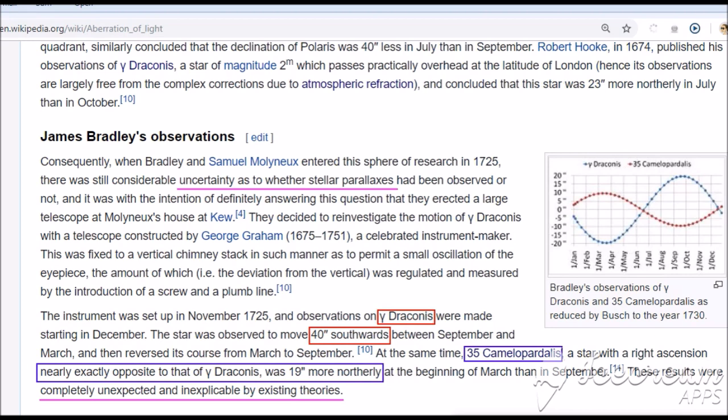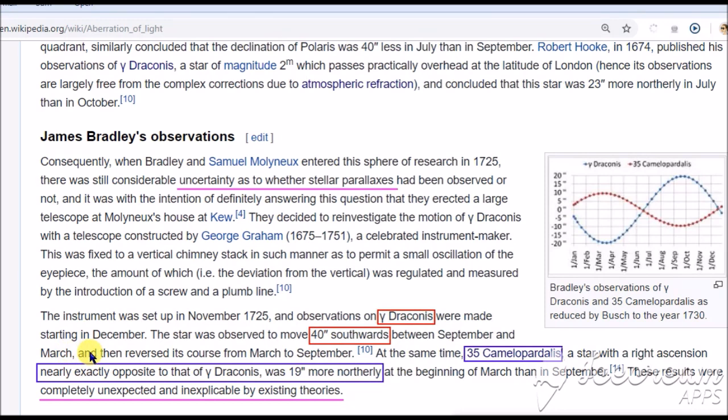right ascension, and I'll go to this right ascension. Right ascension depends on time, so it's very tricky to observe variations in right ascension. So the variation he was looking for was in the elevation angle of the star. He picked a star called, I think, Gamma Draconis, and what he noticed was that the elevation angle changed by 40 seconds between September and March.